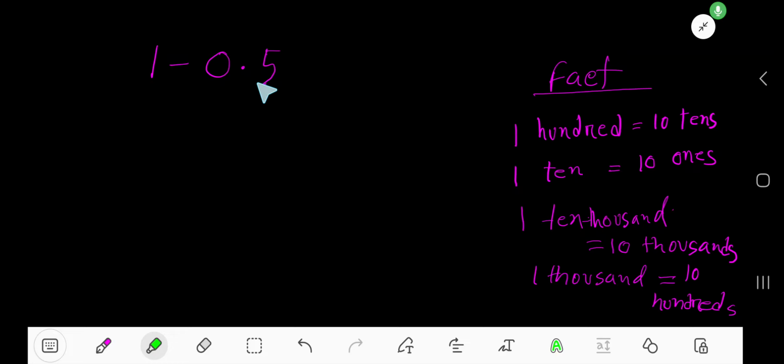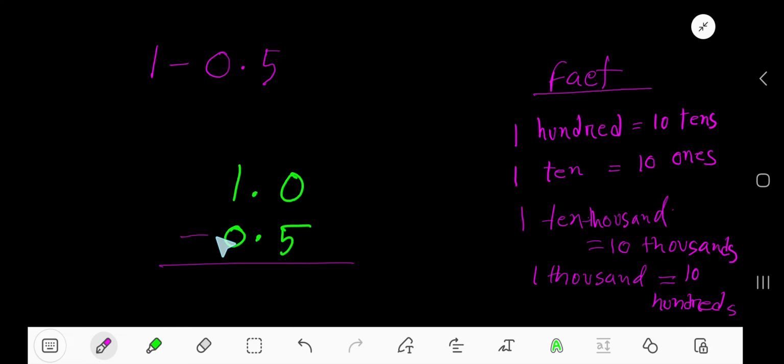To calculate 1 minus 0.5, 1 is a whole number, but this is a decimal number, so convert 1 to a decimal number. Just take the decimal and write 0 according to your need. This number has one digit after the decimal, so we have taken 1.0. Now line up the decimal.